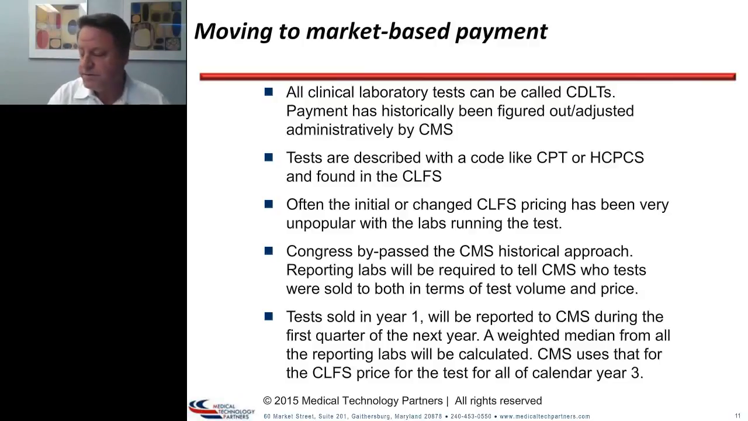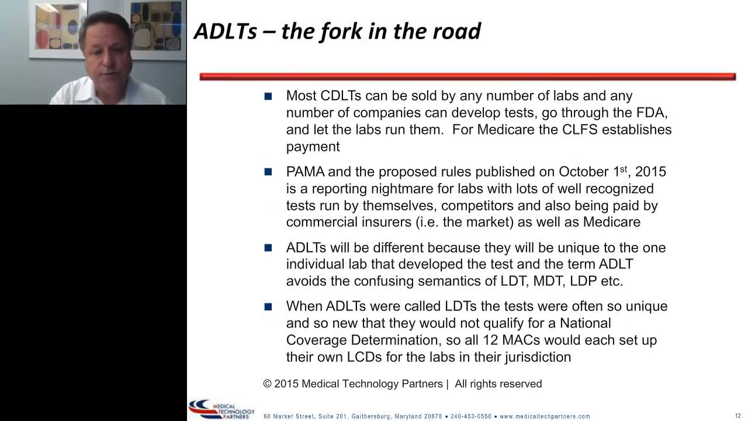So in 2016, by the end of the first quarter, we will begin to see what data is available. And CMS will use 2016 data to establish 2018 payment. A weighted median from all the reporting labs will be calculated, and CMS will use that price for the test in all of calendar year 2018. So it's calendar year 3. Essentially they collect data in one year. The next year they evaluate the data and they incorporate it into future years' fee schedules.